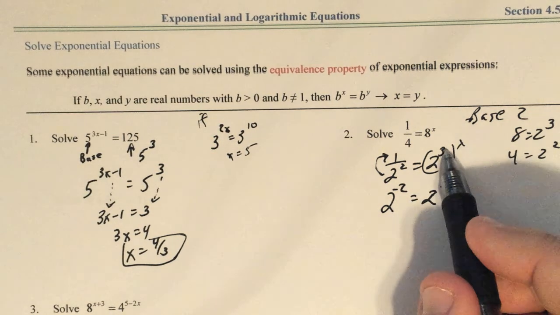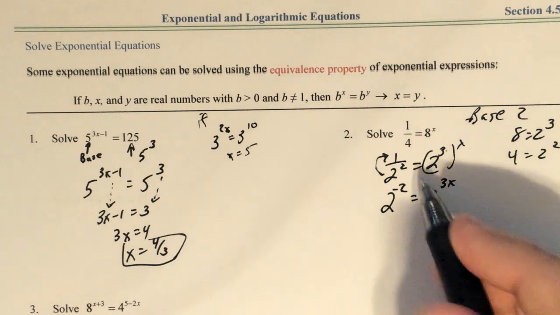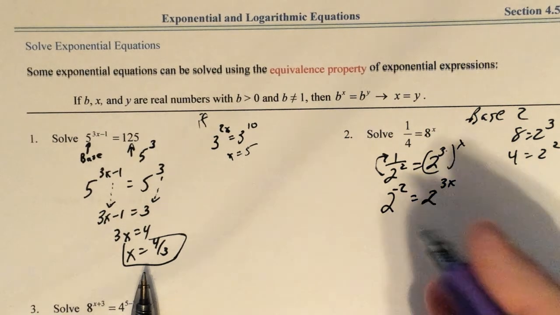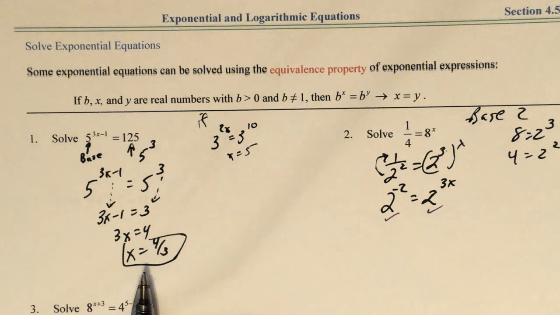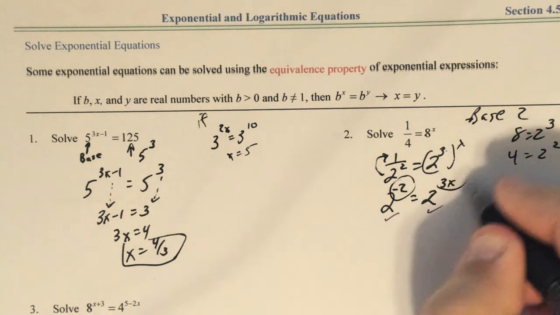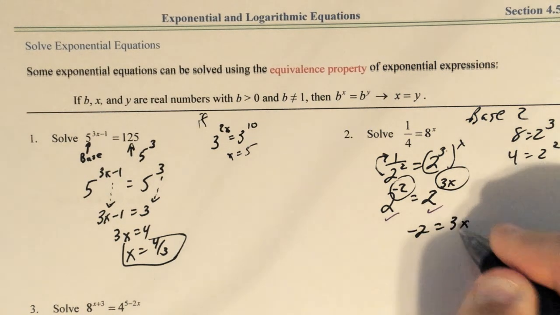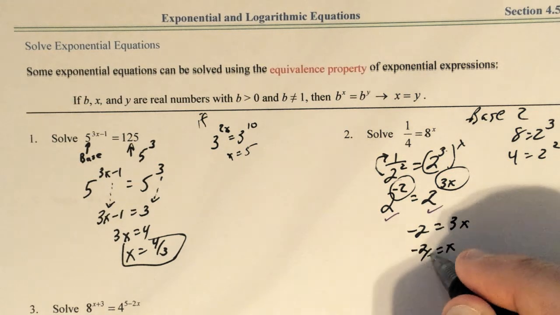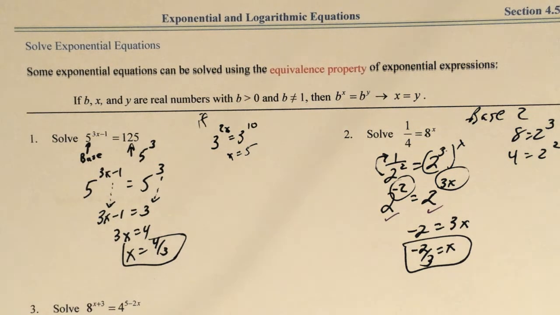And how do I get 3x? Well, I have to multiply exponents, right? Now we have the same base, base 2. So now I can take the exponents and make them equal to each other, and I get negative 2/3.